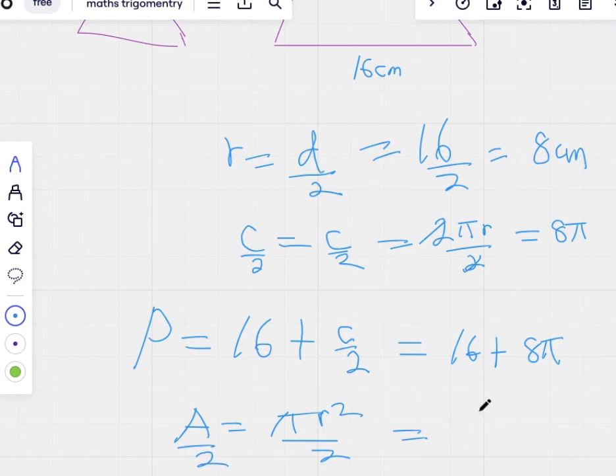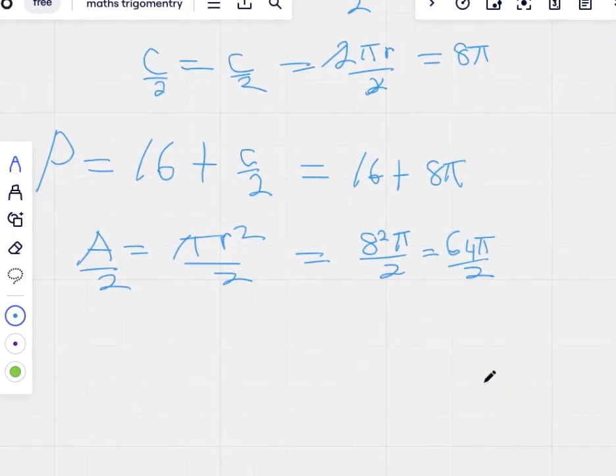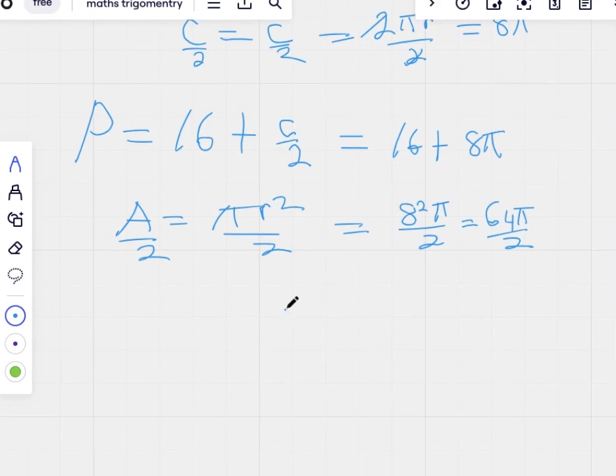So they say leave our answer in terms of pi. The radius is 8, so 8 squared pi. 8 squared is 64, not 16. Okay, divide by 2. So this gives us 64 pi. 64 pi divided by 2. So when we divide this by 2, we get what? We'll get 32 pi. So our area of this shape will be 32 pi in terms of pi.